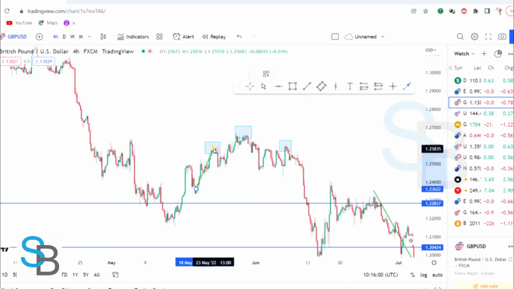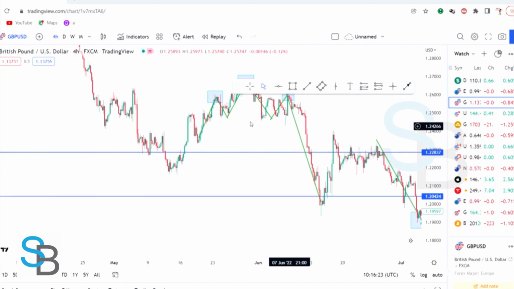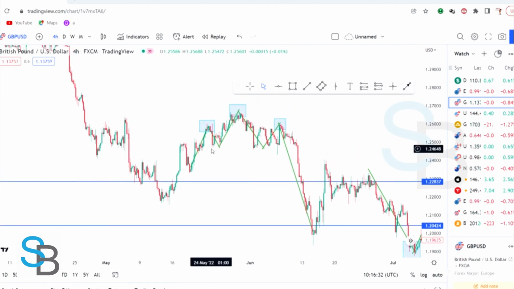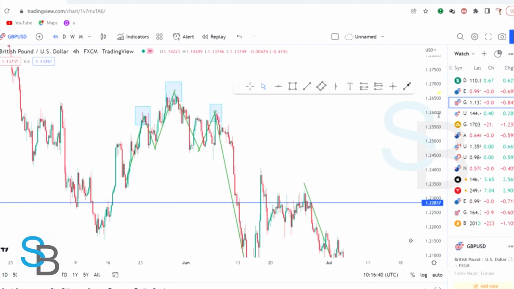The market came here, made it this way, came down, made it this way, came up, made it to this point, came down, made it to this point. It came up again, made it to this point, and then came down to break lower, to even below this target. So you see that's how this head and shoulders pattern has played out. Very perfect example here.